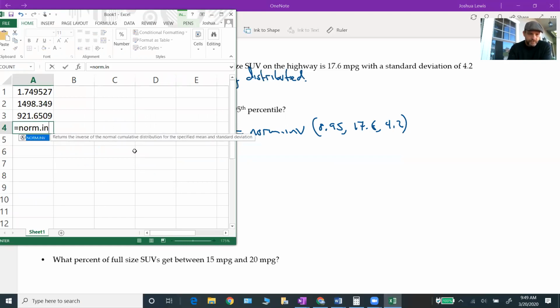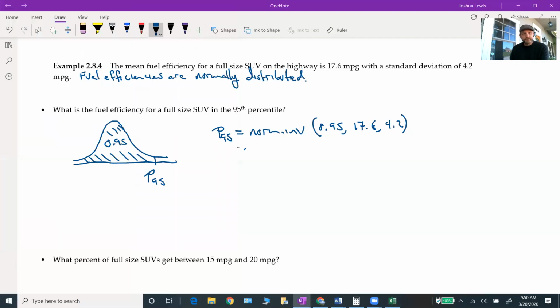Norm inverse 0.95, 17.6, and 4.2. I see 24.5. And let's be careful here, right? We have context, we have units, 24.5 miles per gallon, okay?